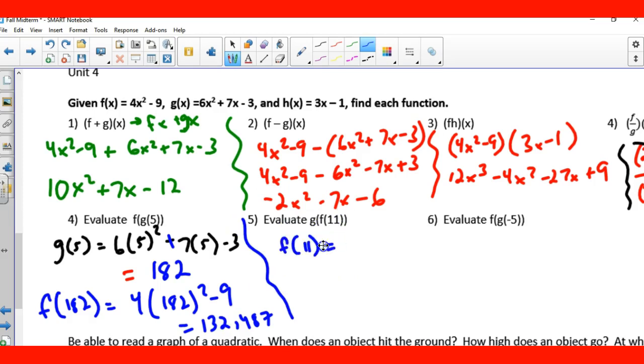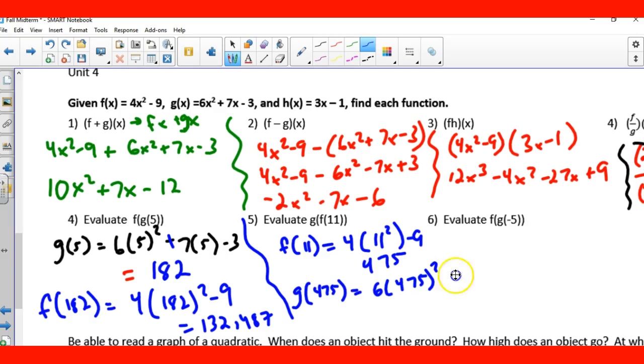Do the internal function first. So you have 4 times 11 squared minus 9. That's 121 times 4, which is 484 minus 9. It's going to be 475. And then we're going to plug that into g. So 6 times 475 plus 7 times 475 minus 3. And I'm going to plug that in the calculator. So when you do that, you get 1,357,072.